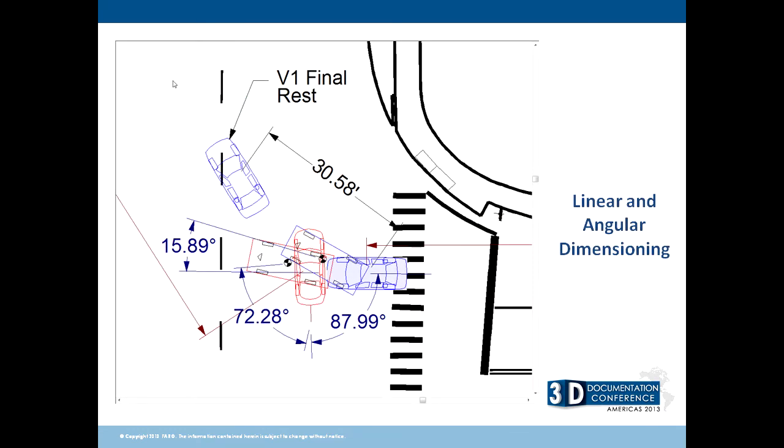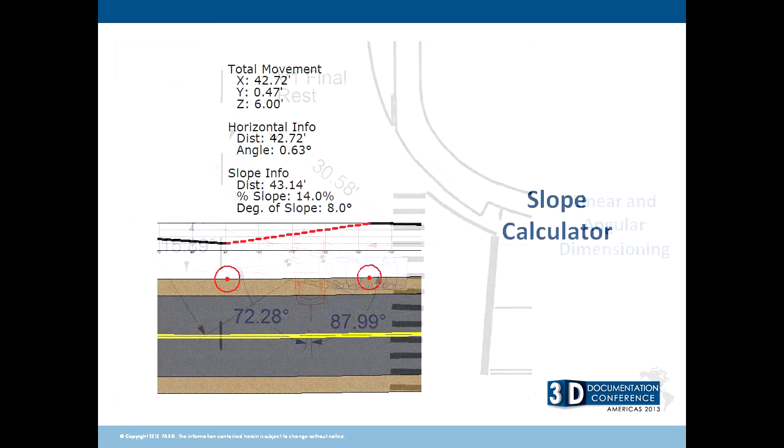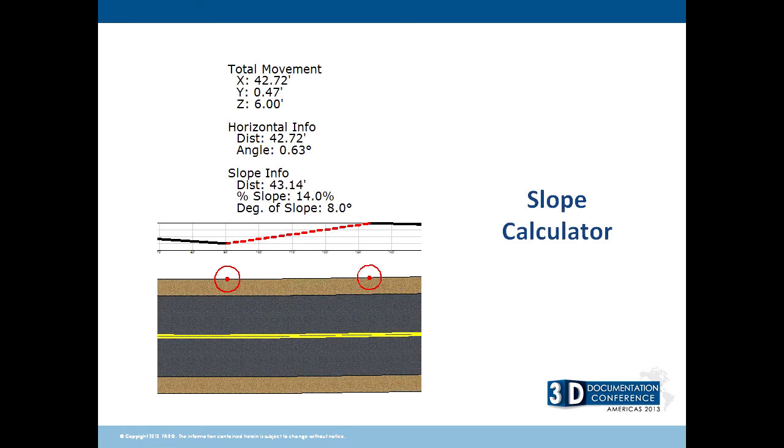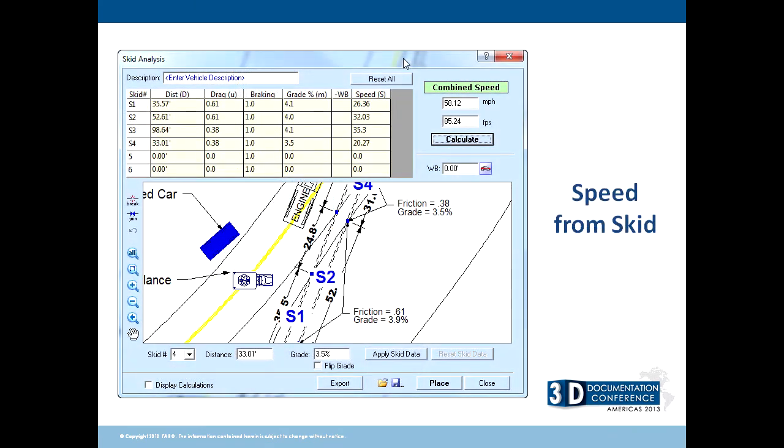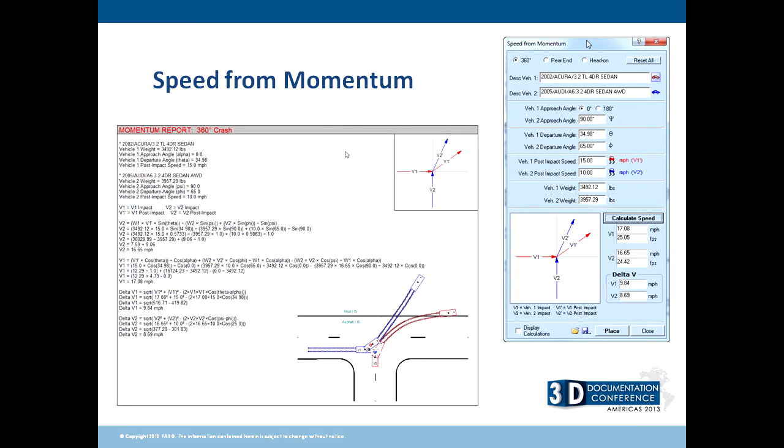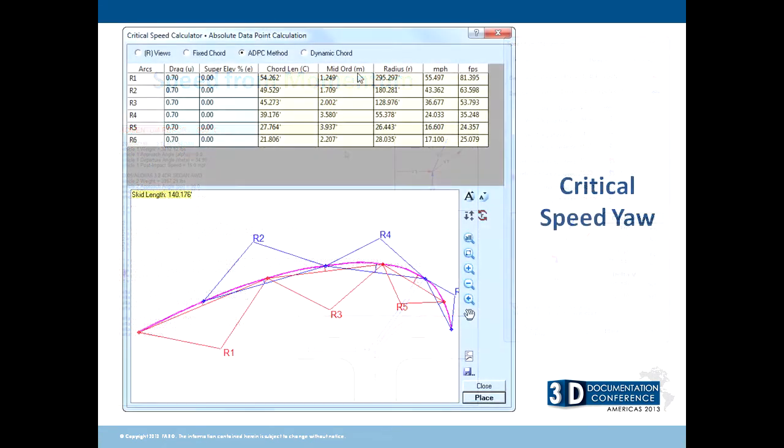We have linear and angular dimensioning. We have a slope calculator tool that gives you all that data just by clicking on two XYZ data points, 3D points. We have a tool where, just by clicking on a skid mark, you can determine speed from skid, or multiple skids over multiple surfaces. We can do speed from momentum, critical speed yaw, and we have 4 different methods for doing that.